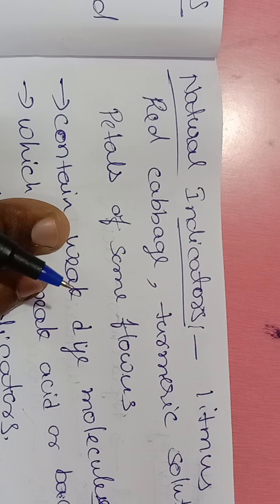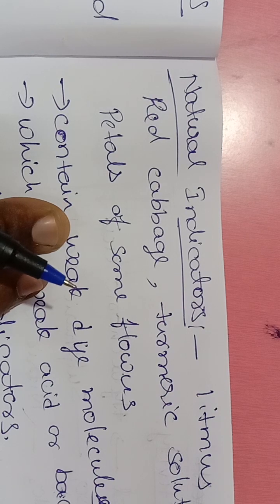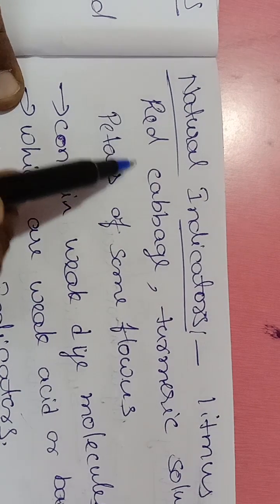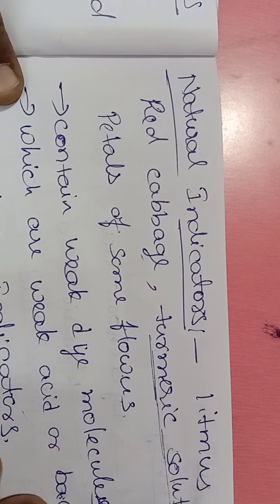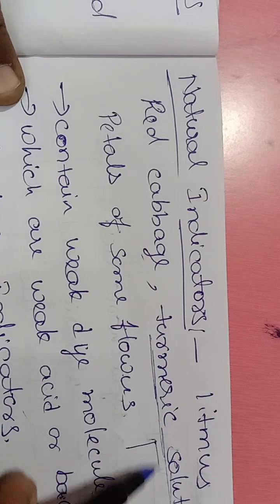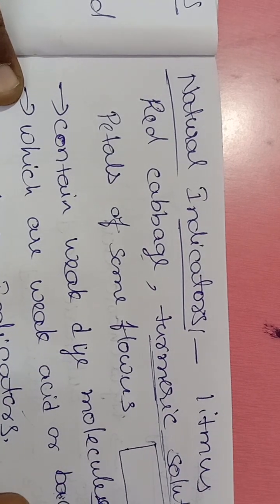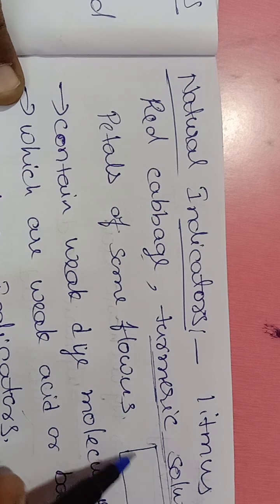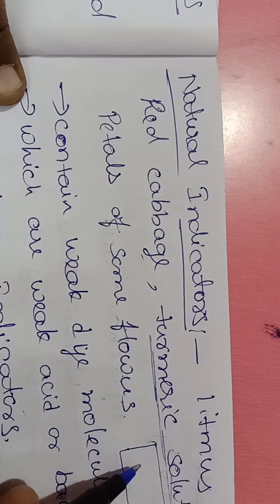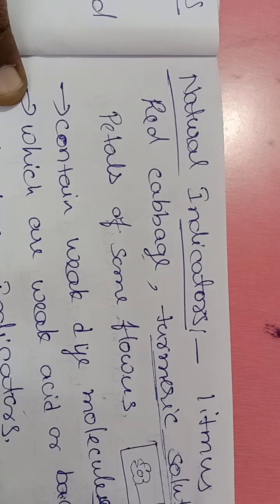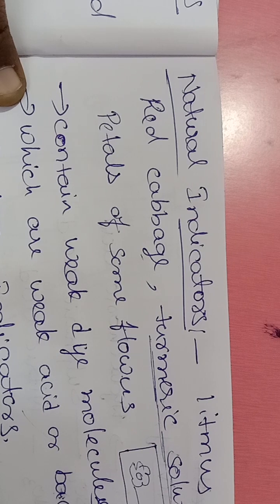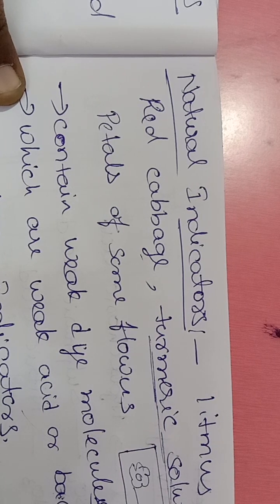Natural indicators: to test acid or base, what do you generally use? It's a litmus paper, a natural extract of a plant. Not only litmus paper, we also use red cabbage juice and turmeric solution. We did one experiment related to turmeric solution. On a paper, add some turmeric. After drying this turmeric solution, if you add soap water to this, it turns into red color. So, these are the natural indicators.